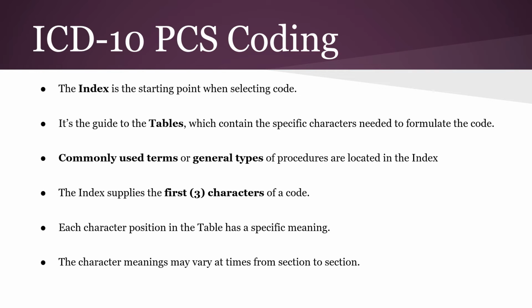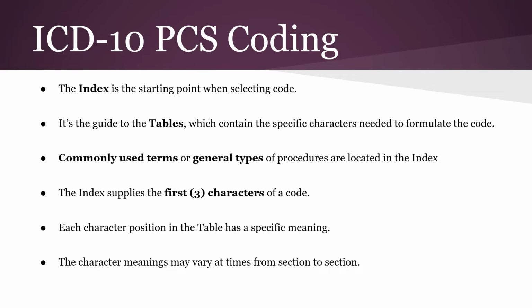Now we're moving forward into the structure of ICD-10 PCS coding. So first we must know or understand that the index is the starting point when selecting a code. It's the guide to the tables, which contain the specific characters needed to formulate the code. Commonly used terms or general types of procedures are located in the index.